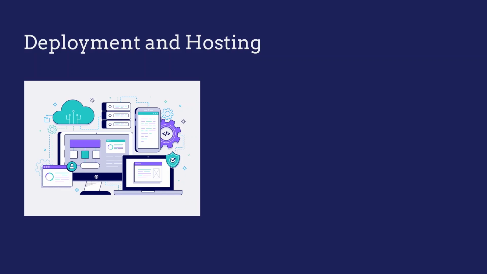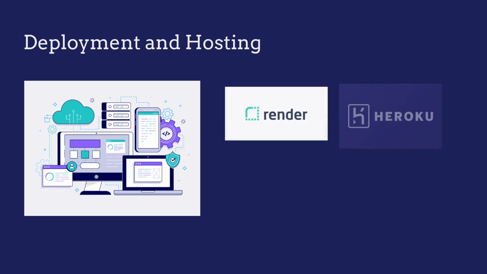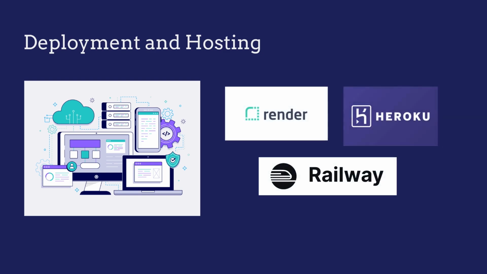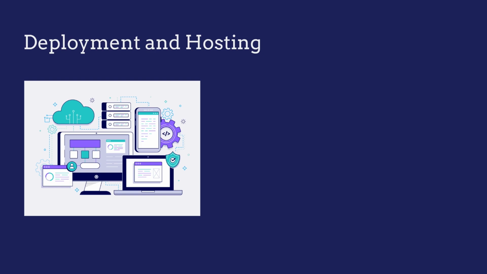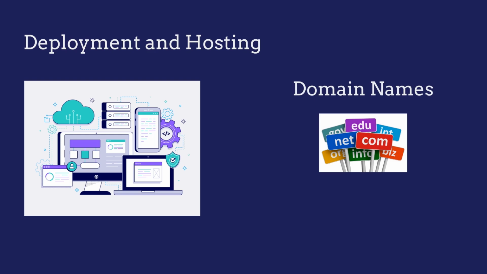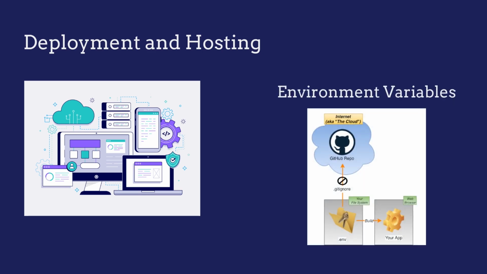For the back-end hosting, we have Render, Heroku, Railway, DigitalOcean, and many more. Other concepts such as domain names, which give you access to custom URLs, must be understood. HTTPS and SSL are also important to secure your site. We also need to understand the concept of environment variables, which help to keep secret information unknown to the public, like usernames and passwords of your application.